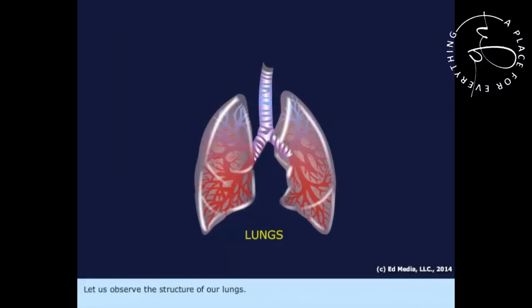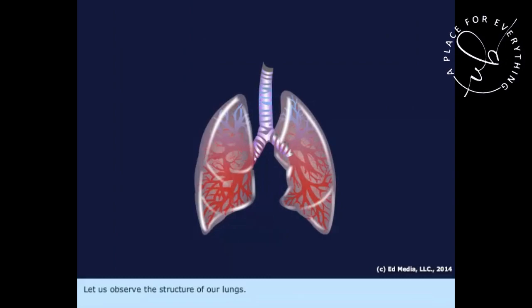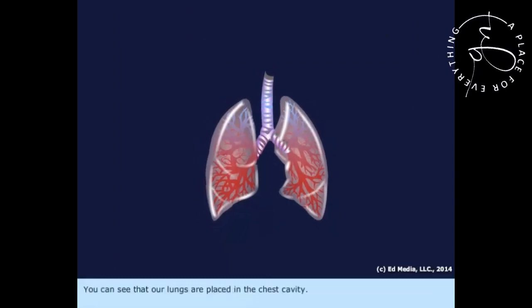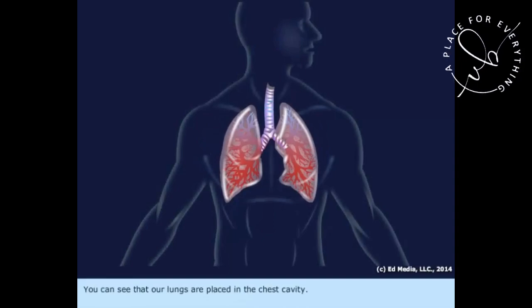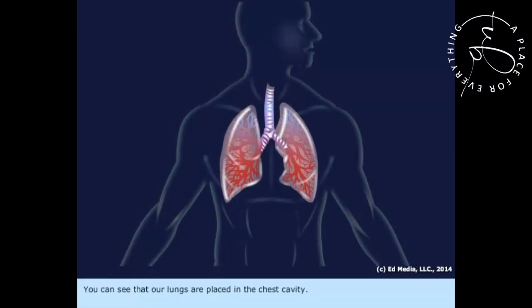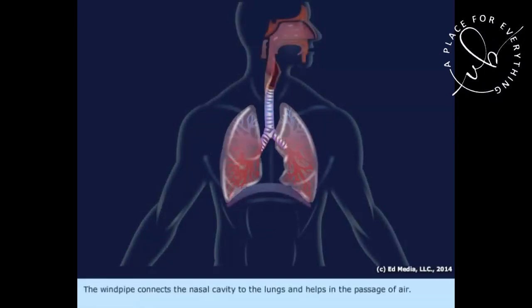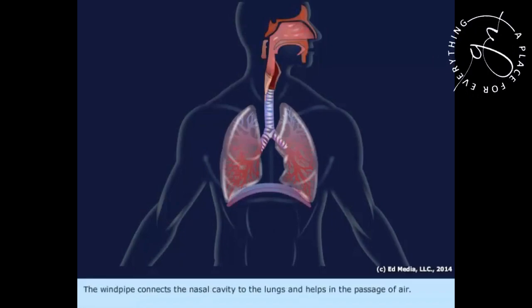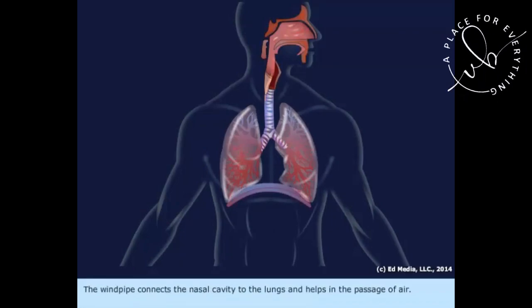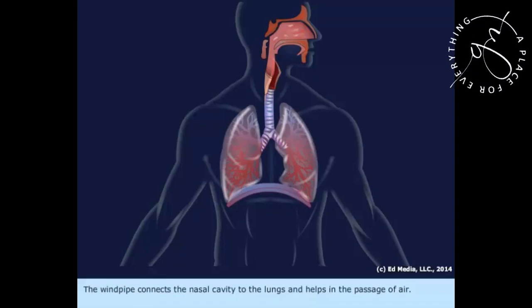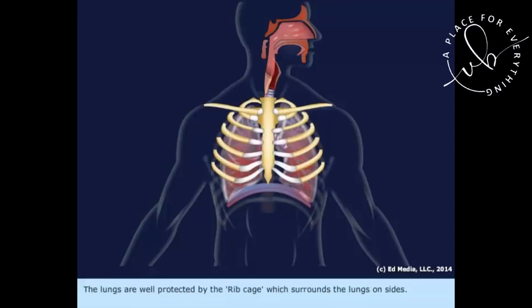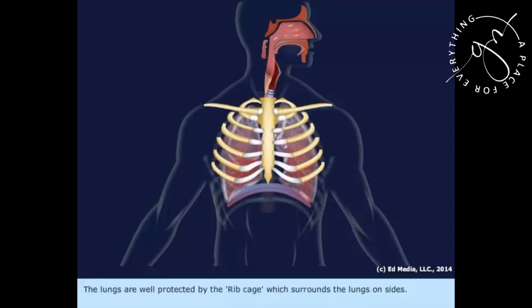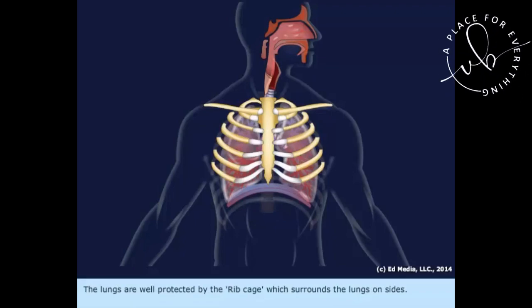Let us observe the structure of our lungs. You can see that our lungs are placed in the chest cavity. The windpipe connects the nasal cavity to the lungs and helps in the passage of air. The lungs are well protected by the rib cage, which surrounds the lungs on sides.